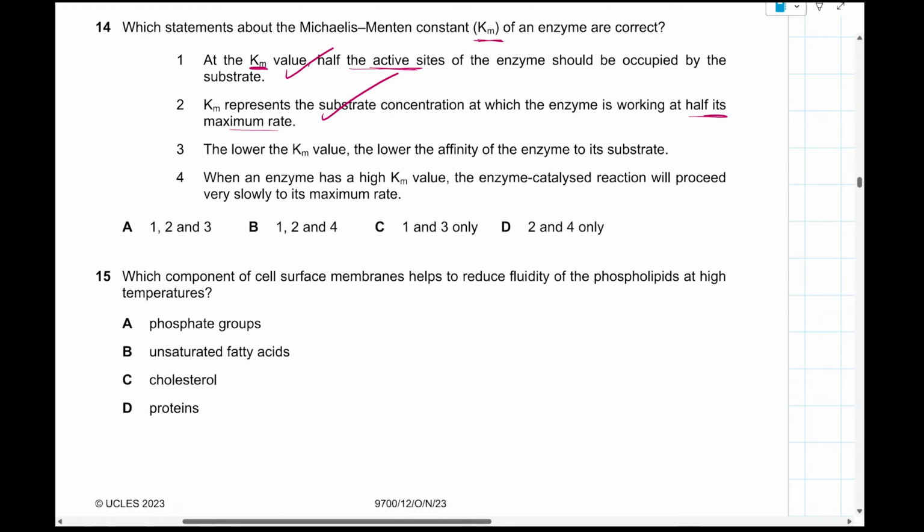Now, for the third option here, the lower the Michaelis-Menten constant, the lower the affinity of the enzyme. We said this is incorrect. The higher the affinity, the less substrate it needs to reach half its Vmax. And for option 4, when an enzyme has a high Km value, the enzyme catalyzed reaction will proceed very slowly. Yes, this is correct because we just mentioned the efficiency of the enzyme. The higher the Km, the less efficient the enzyme. Therefore, the answer is going to be B.